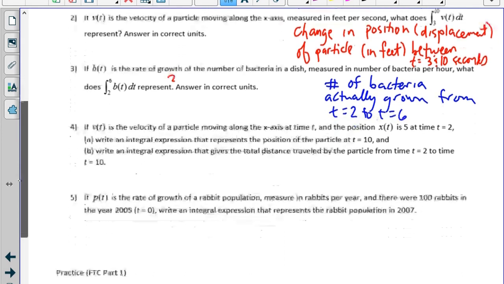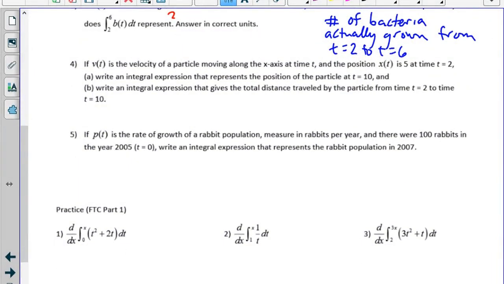Number four, if v of t is the velocity of a particle moving along the x-axis at time t, and the position x of t is 5 at time 2, part A, write an integral expression that represents the position of the particle at t equals 10. So if we want to write an integral expression, we know that the velocity is v of t, and we want to take the integral of that from time 2 to time 10.